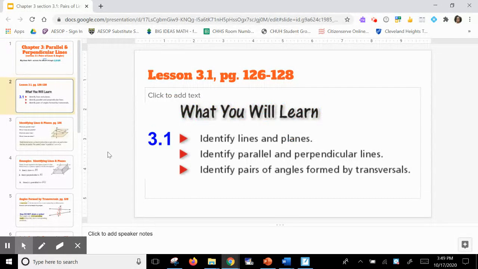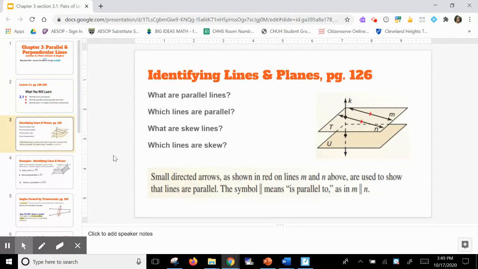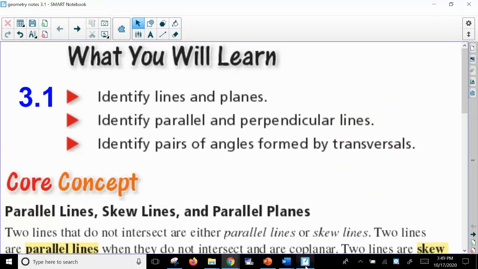So in this section, our learning goals are to identify lines and planes, parallel and perpendicular lines, and pairs of angles formed by transversals. This section starts on page 126 of the Big Ideas textbook. So it's important to know what parallel lines are. Parallel lines are lines that will never intersect.